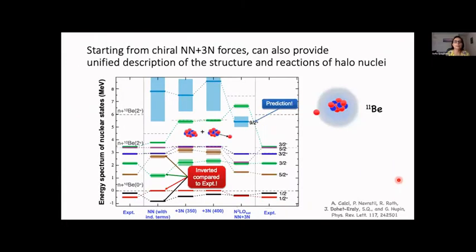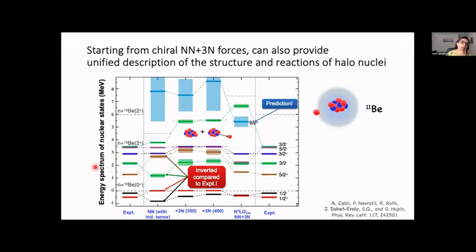But the approach, as I mentioned earlier, can also provide a description of clustering and specifically of halo nuclei, and also, more importantly, a unified description of the structure and the reactions of halo nuclei. As an example here, I have the study of beryllium-11 that was done by Angelo Calci back in 2016, I think.